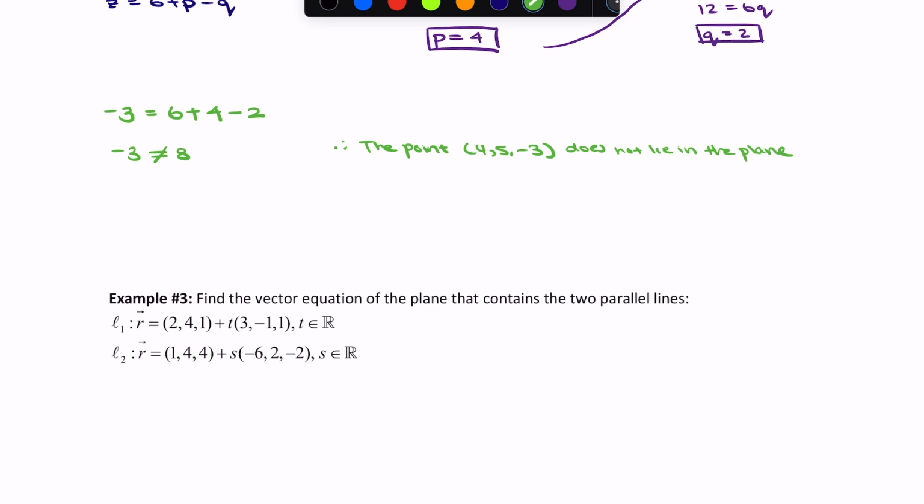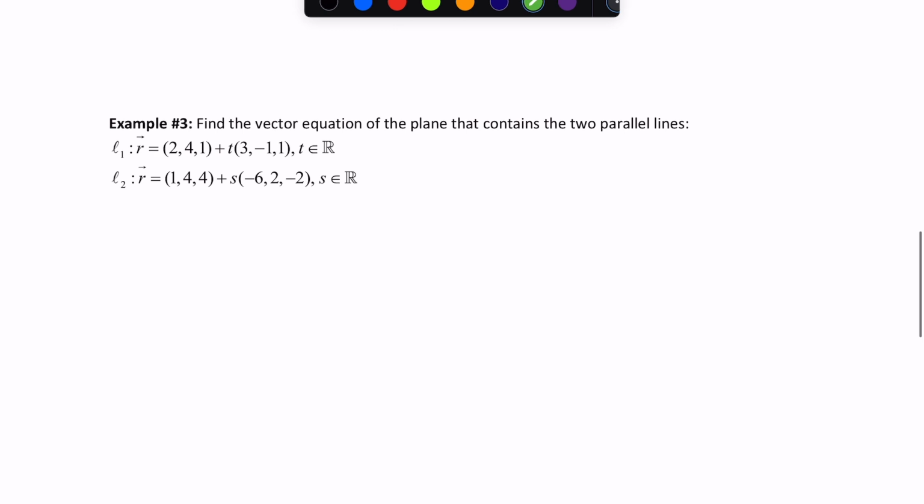So example number 3 says find the vector equation of the plane that contains the two parallel lines. Line 1, vector r is equal to 2, 4, 1 plus t 3, -1, and 1, where t is an element of real numbers. Line number 2, vector r is equal to 1, 4, 4 plus s -6, 2, and -2, where s is an element of real numbers.